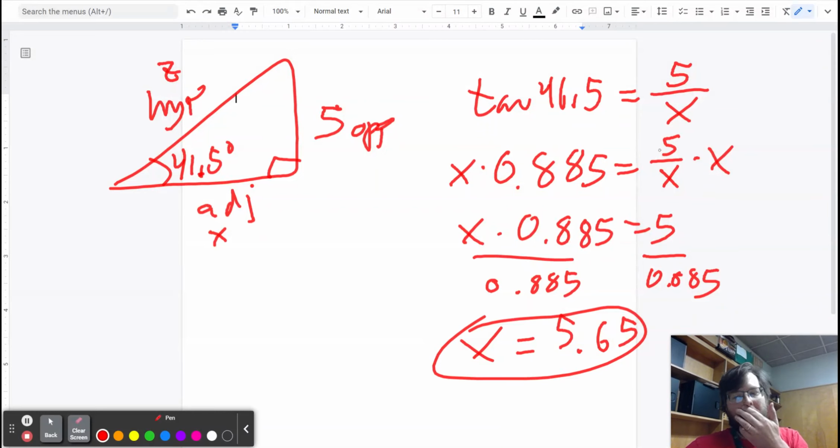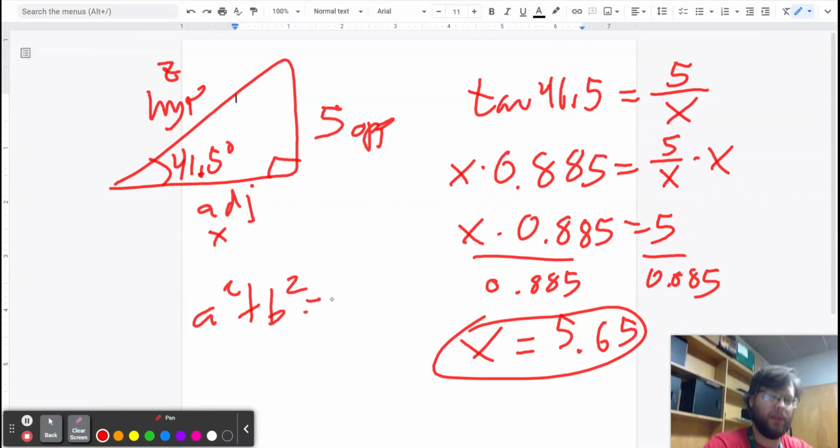Practice it some more. There is so much SohCahToa practice out there online. You just Google it, Khan Academy. It's all that. Or really, I just drew random triangles. I just threw an angle on one side and put a number on one of the other sides and found the other ones. And you can always double check that you got the right answers by just using your good old friend a squared plus b squared equals c squared.